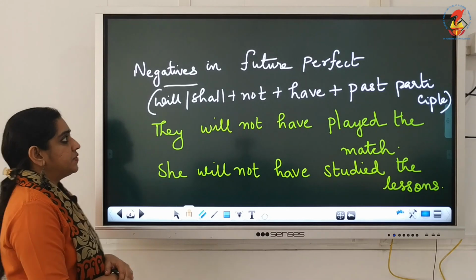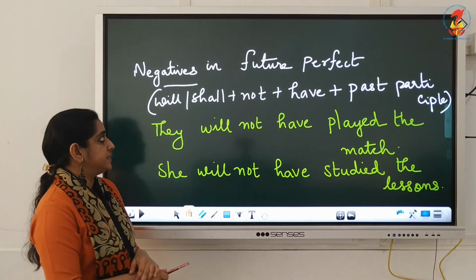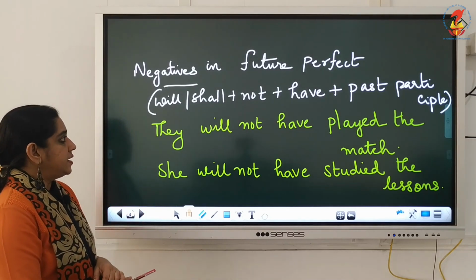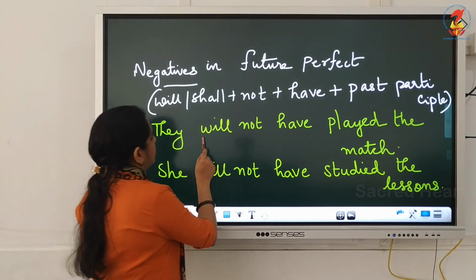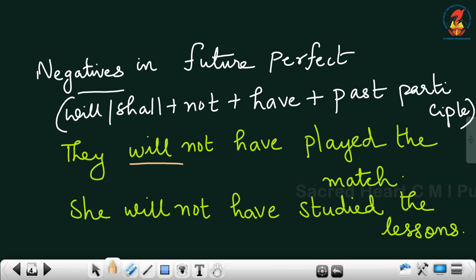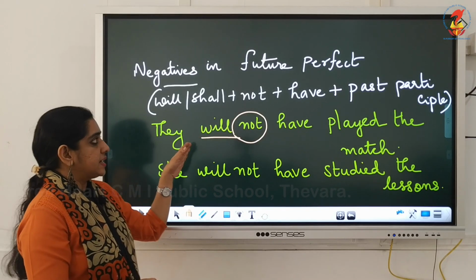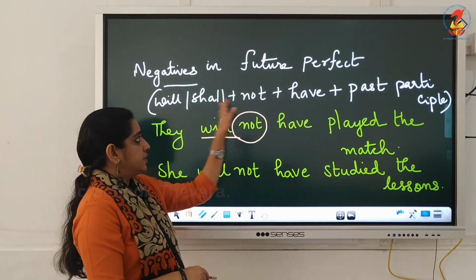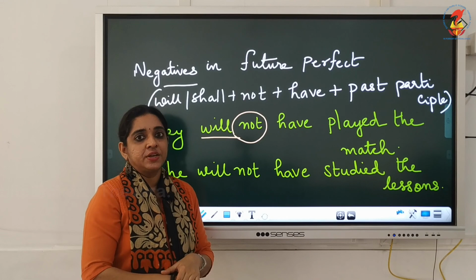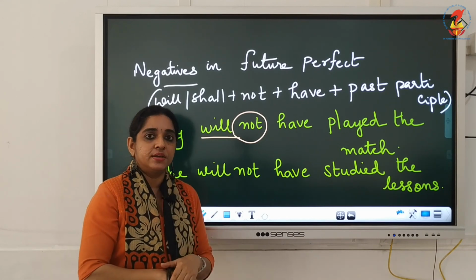Now, negatives in future perfect. How you can make a sentence negative? By adding not. Where you have to add not? After will. Okay, after will you should add not. Will or shall plus not plus have plus past participle form of the verb. Okay, when you see the example you will be clear. Don't feel so tense when you see this much big formula. When you come to the example it will be very easy.